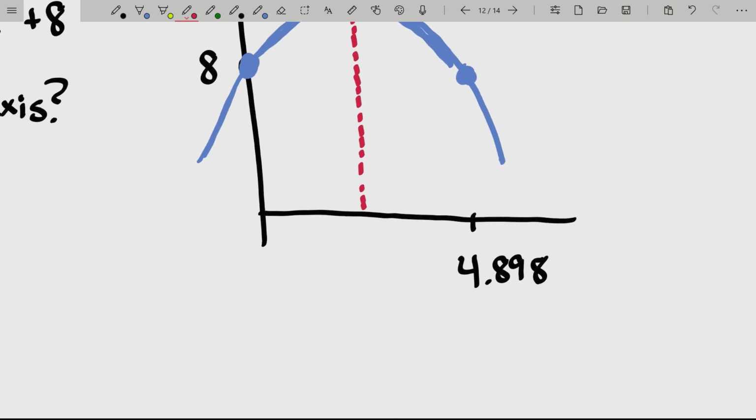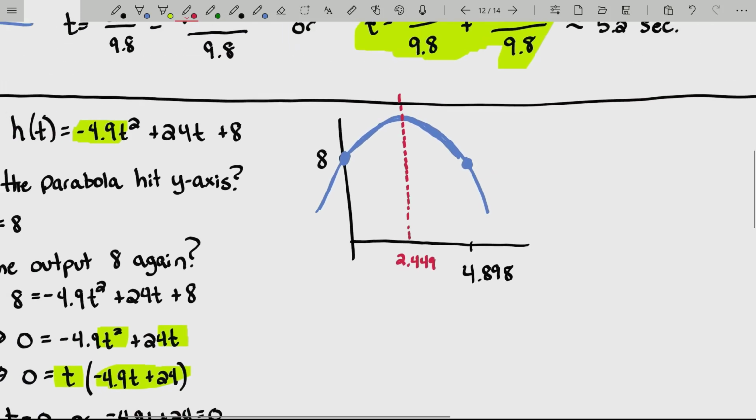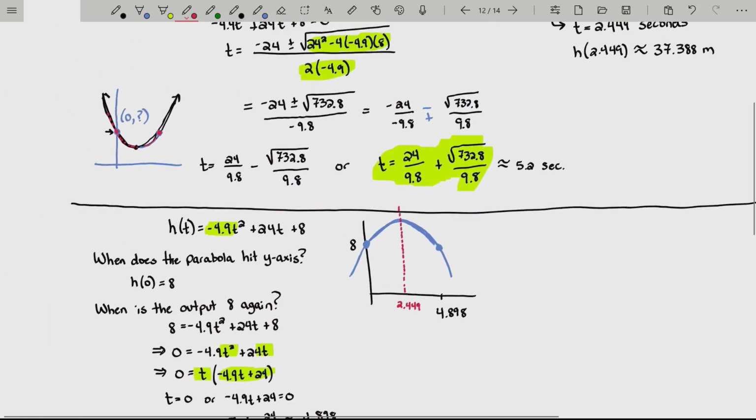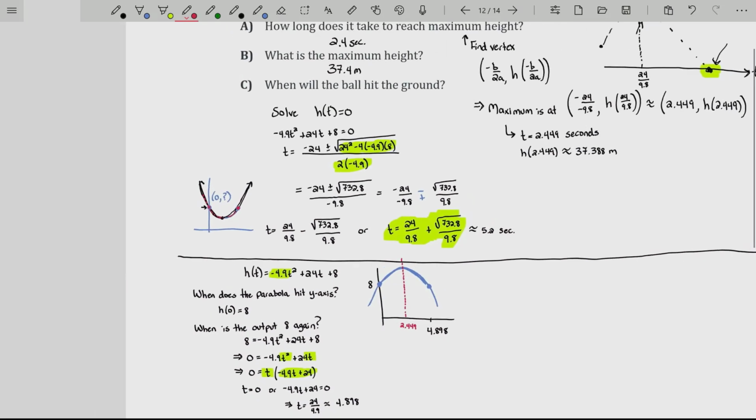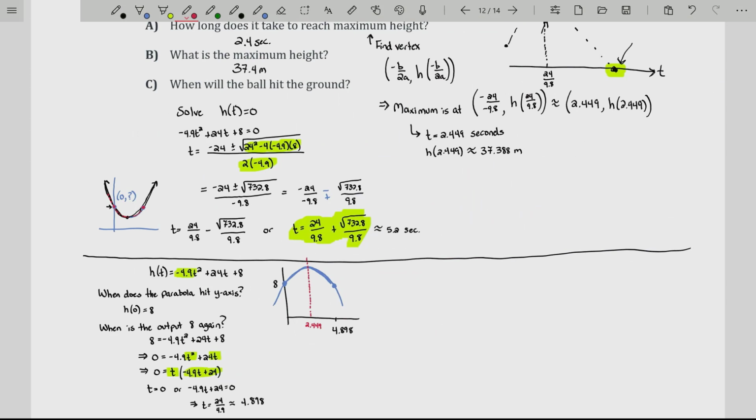What's half of 4.898? Well, that's going to be 2.449. Now that number should look very familiar because that's where our vertex was. Let me zoom out quite a bit here actually. But notice that is actually this right here. That's our vertex. But the way we arrived at that vertex is much more natural.